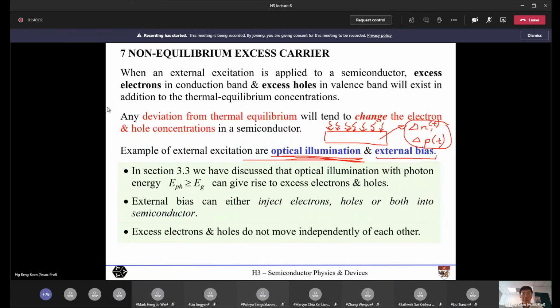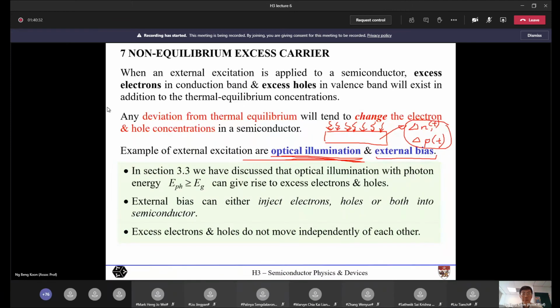The next one that we'll be talking about is based on external bias. If you apply a voltage, for example, to a semiconductor, you would get a condition where carriers are injected into the semiconductor. These injected carriers will be in excess of what's already present in the semiconductor. So the question is how much current would be produced.